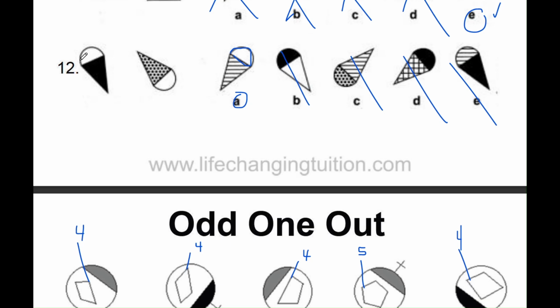Question 12. Rule: pick the ice cream with a white, unshaded scoop on top. The cone pattern, plain stripes or dots, can be anything. Eliminate B, scoop is black. C, scoop is dotted. D, scoop is black. E, scoop is striped. Answer A, it's the only one with a white scoop.